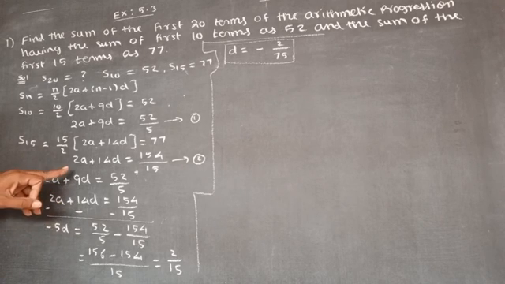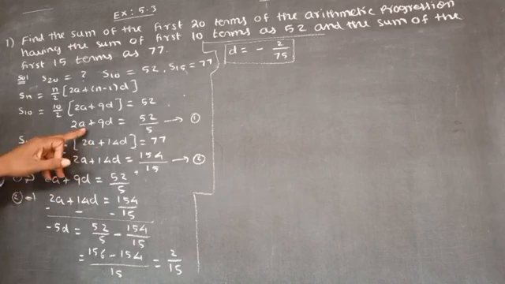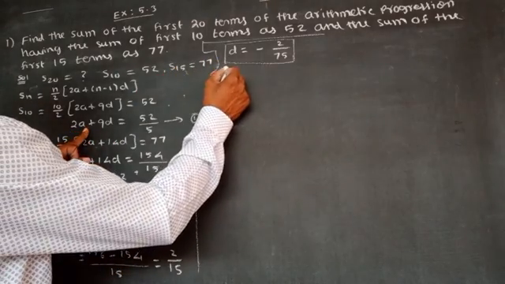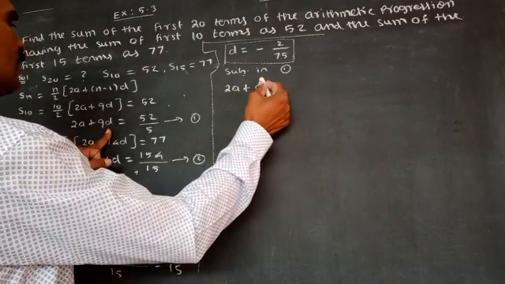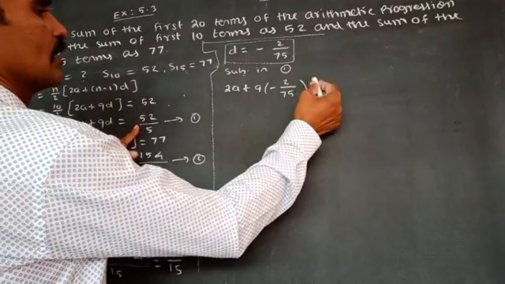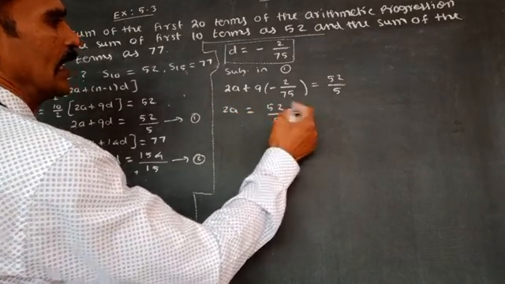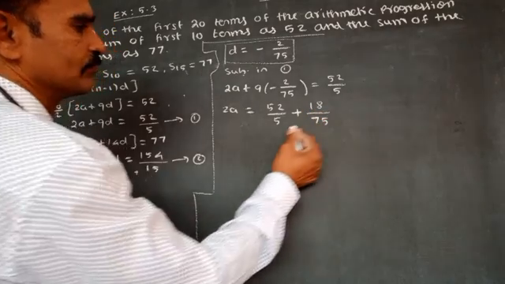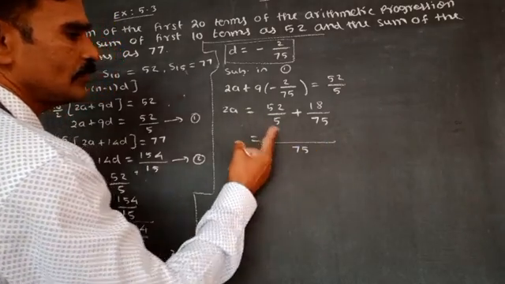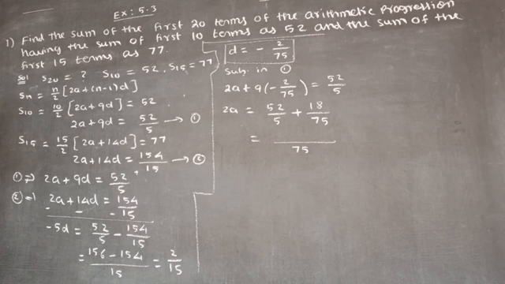Let's see which is easier to substitute in. Look at which is the smaller number; we will substitute in this one, equation 1. Now 2a plus 9d, 9 into minus 2 by 75, equal to 52 by 5. So 2a equal to 52 by 5 minus 9 into 2, 18, minus 18, another option of plus 18, 18 by 75. The LCM is 75. Divide 75 by 15, and 15 into 52.